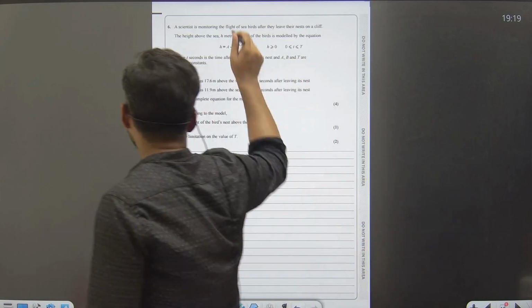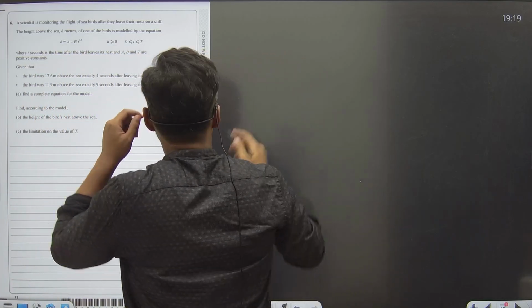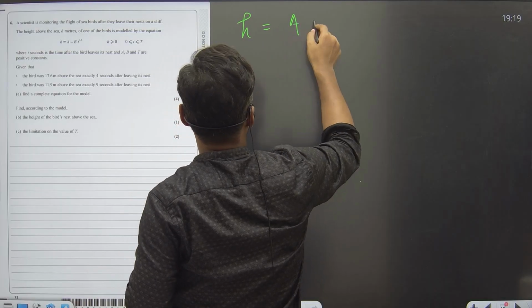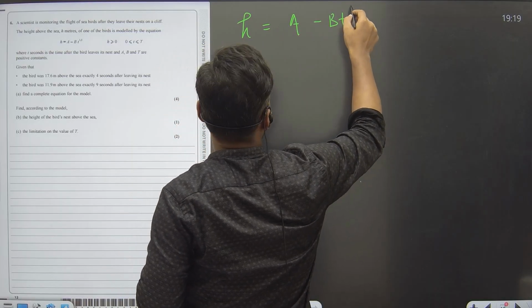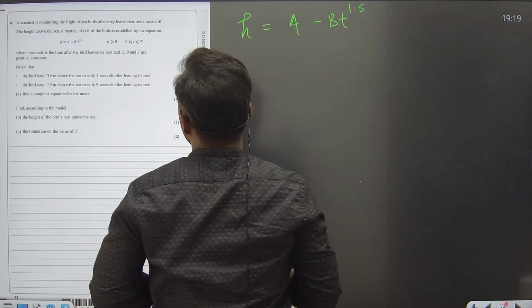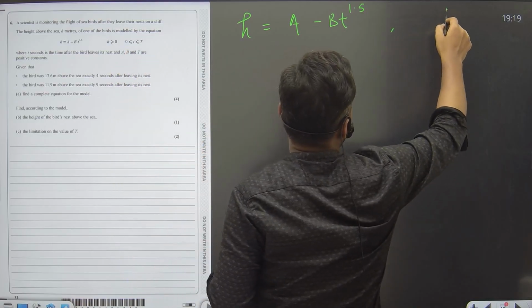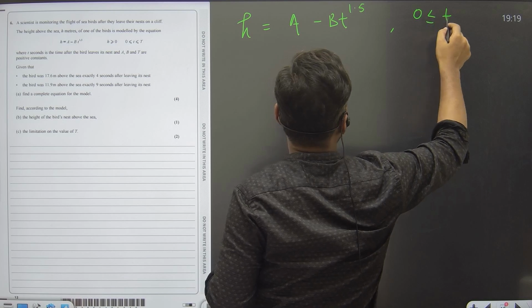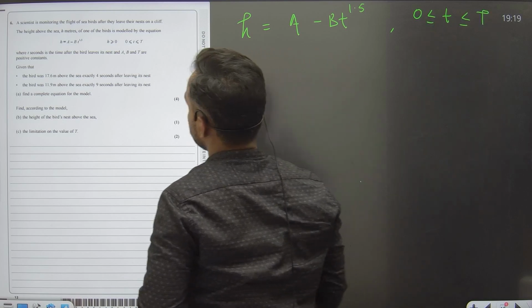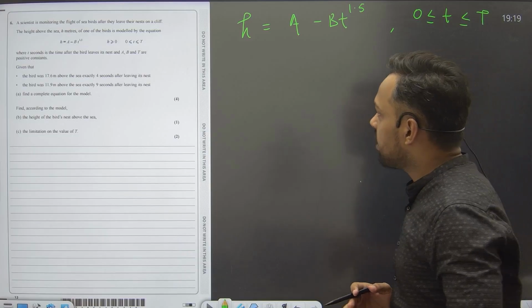A scientist is monitoring the flight of seabirds after they leave their nest on a cliff. The height is given by this particular equation. So I'll write height h equals a minus b t to the power 1.5, where h is greater than or equal to 0 and t lies between 0 and capital T, where t is the time after the bird leaves its nest. a, b, T are positive constants.